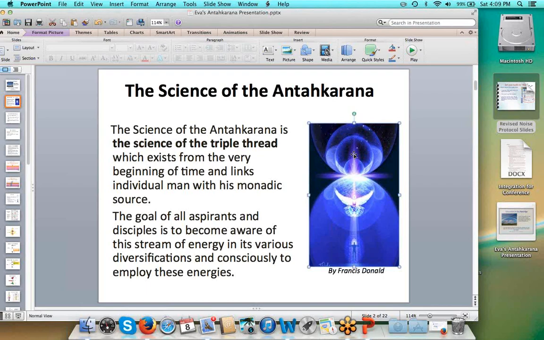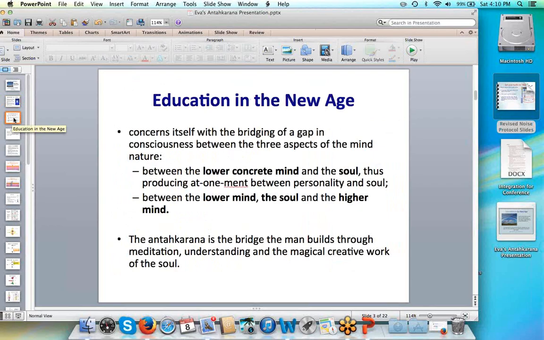Now, the goal of all aspirants, and we are all aspirants, whether we consider ourselves disciples or aspirants, is to become aware of this stream of energy in its various diversifications, and then to consciously employ these energies. And if anything, I would have to bold and underline this word, consciously, because for the longest time we work with creating this Antahkarana unconsciously, and we'll go into that in a few minutes.